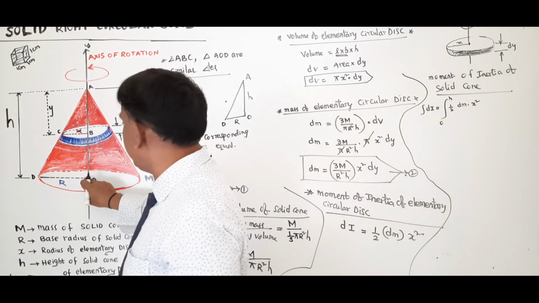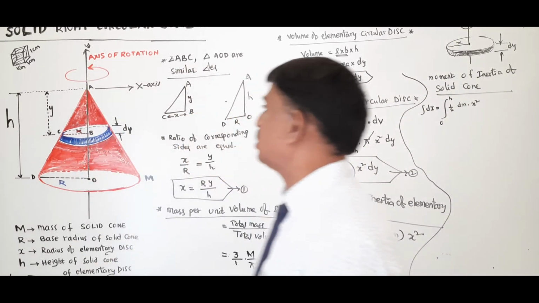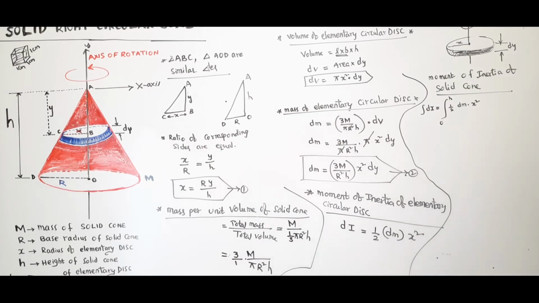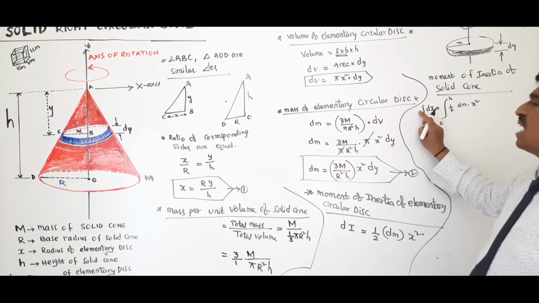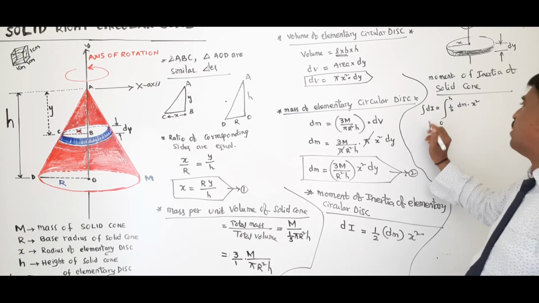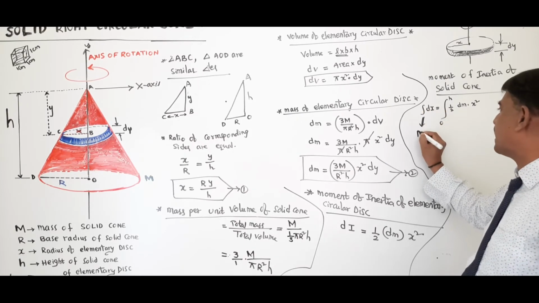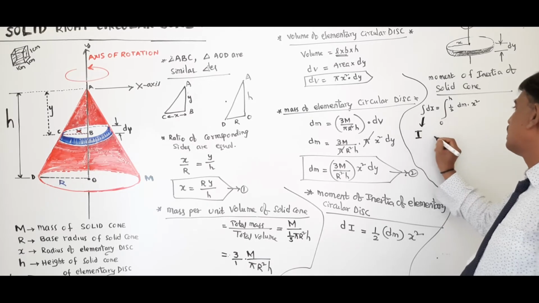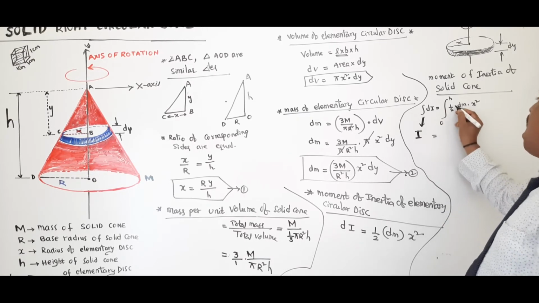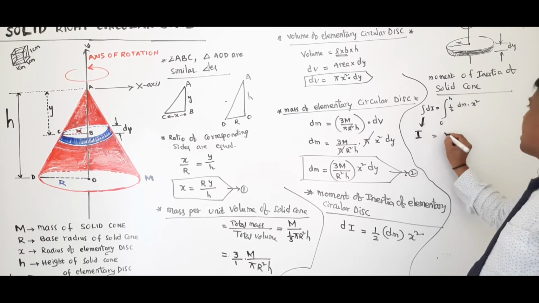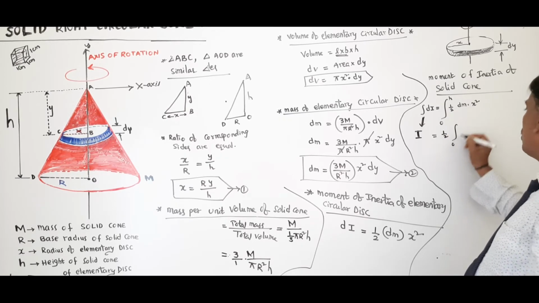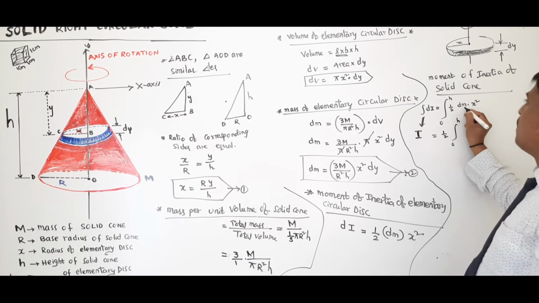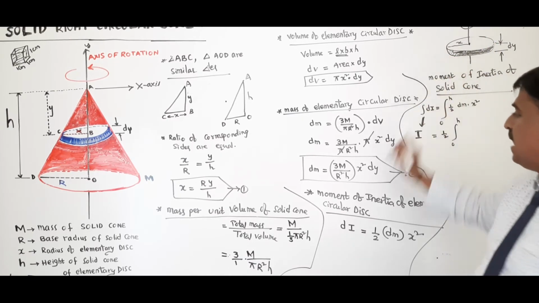Its height is changing from 0 to h. Now please listen. Integration of dI, integration means summation, total moment of inertia is I. That is equal to half, which is a constant taken outside, half integral of 0 to h dm, the mass of the elementary disk.